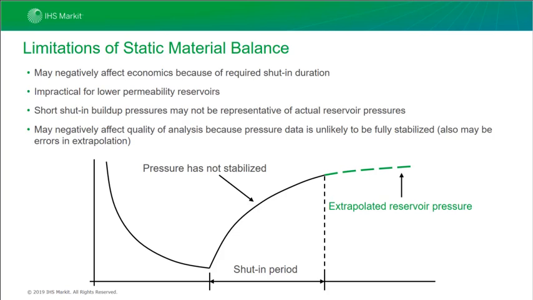Regardless of the permeability of the reservoir, if the well, and this happens a lot, is not shut in for long enough, then the average reservoir pressure determined from the build-up analysis may not be representative of the actual average reservoir pressure because the reservoir is not fully stabilized. If this is the case, then there can be errors in extrapolation.